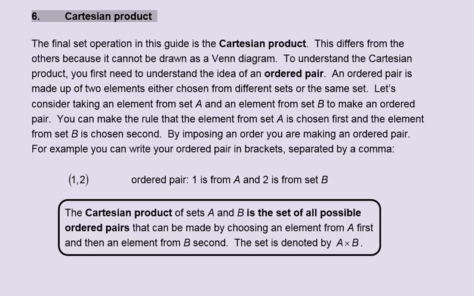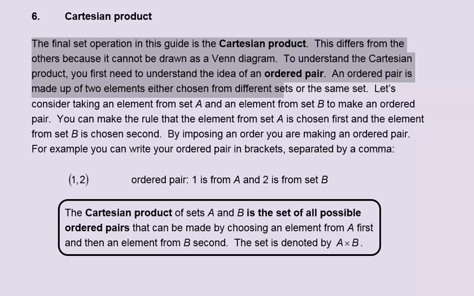6. Cartesian Product. The final set operation in this guide is the Cartesian Product. This differs from the others because it cannot be drawn as a Venn diagram. To understand the Cartesian product, you first need to understand the idea of an ordered pair. An ordered pair is made up of two elements either chosen from different sets or the same set.